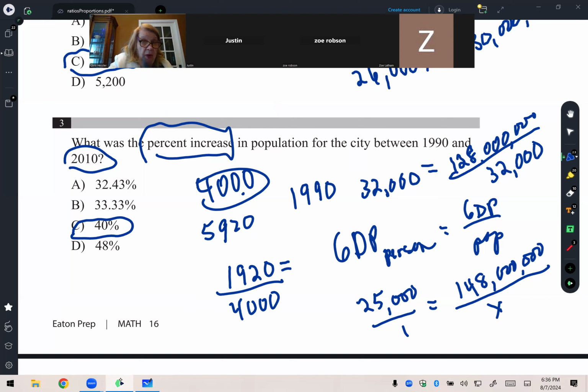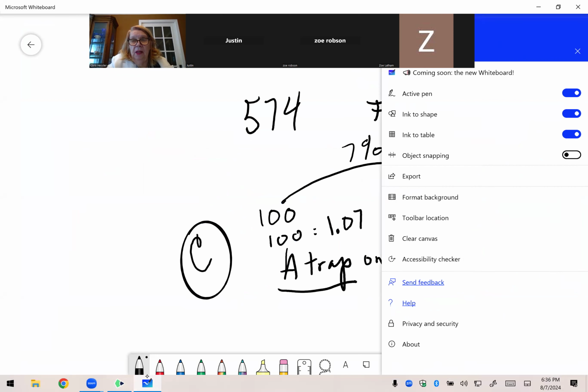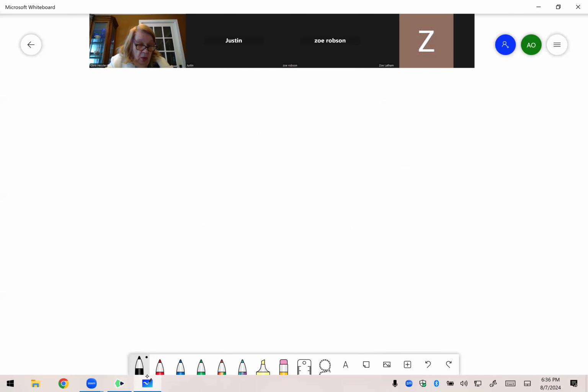48. 48, you sure? So you took 5920 minus 4,000. Okay, so that'd be 1920 divided by 4,000, which is 48%. So we're good with that one. So let's try a book one that deals with this. And we're gonna go to page 256 at the bottom, the example there.